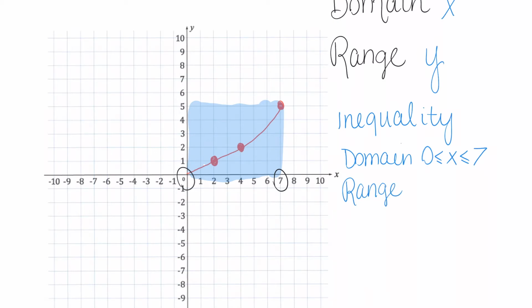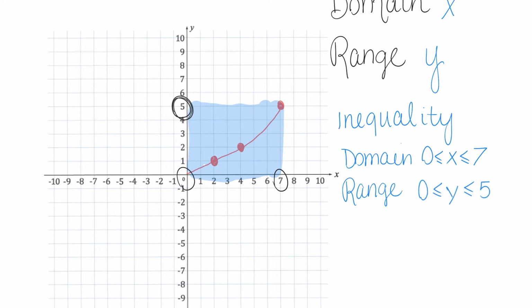Now the range is the exact same thing, except I'm going to use the y values for that. And if you look carefully at these y values, what's the lowest y we have on the graph? Well, it's 0 again. And on this axis, our highest y value is 5. So for the range, I'm going to rewrite it in the same way. I'm going to write down my y, and I'm going to write out that y is in fact greater than or equal to 0, and y is less than or equal to 5. So that's how I would write this as an inequality.